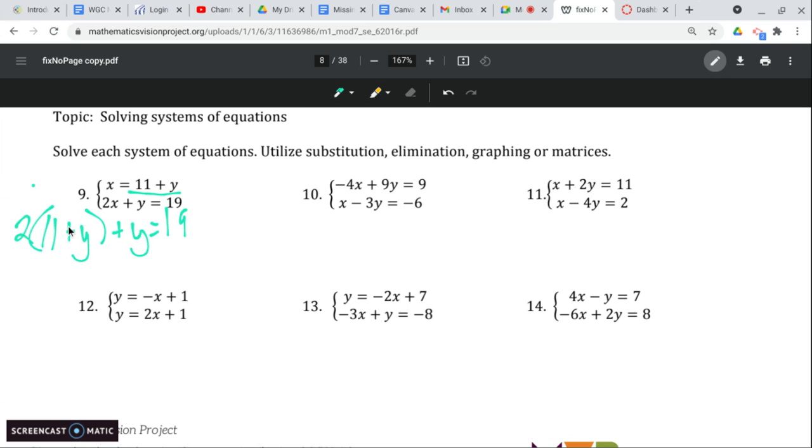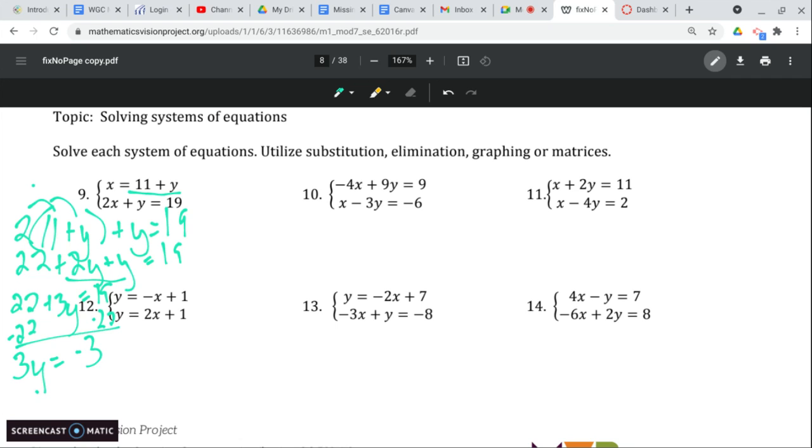What we want to do here is get an equation that's all of one variable. So we have y and y. Both variables are y, so it works. Now we distribute the 2. So we have 22 plus 2y plus y equals 19. Combine like terms. 2y plus y is going to be 3y. So we have 22 plus 3y equals 19. I know I'm running out of space here. So now we subtract the 22. So minus 22 minus 22. So we have 3y equals negative 3.